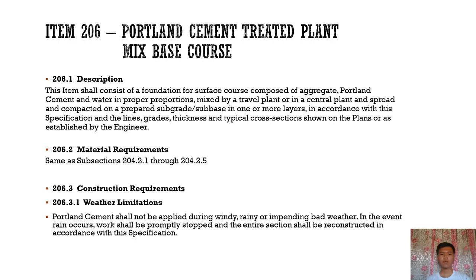Material requirements, same as subsection 204.2.1 through 204.2.5, which is material requirements for soil aggregates, Portland cement, water, proportioning of mixture, and strength requirements.